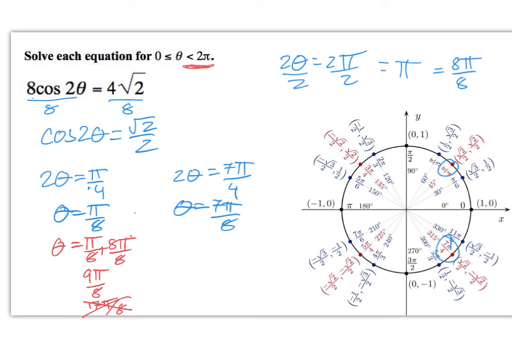At 7 pi over 8, I'm going to add 8 pi over 8 to get 15 pi over 8. When I add again, we get 23 pi over 8, and that's too big, so we stop. My answers are 9 pi over 8, 15 pi over 8, 7 pi over 8, and pi over 8.